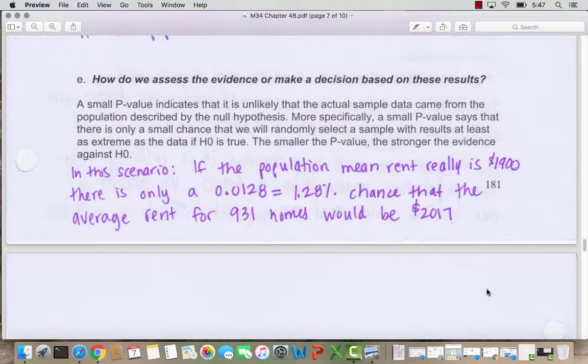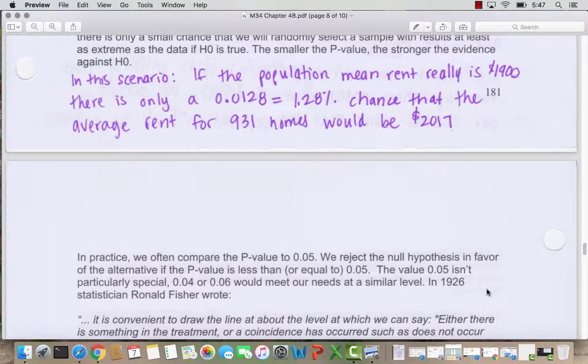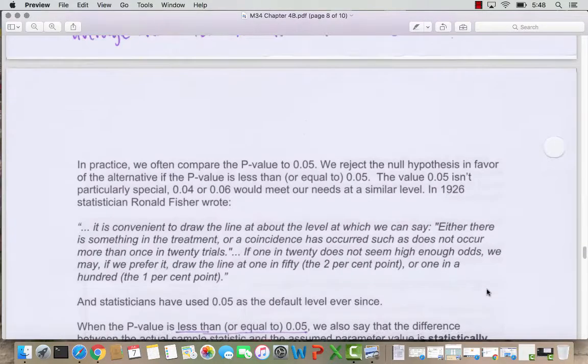So in this scenario, if the population mean rent really is $1,900, there is only a 0.0128, or 1.28%, chance that the average rent for 931 homes would be 2017. So notice we're assuming the null hypothesis is true and asking what's the chance of getting an average like this from a random sample.